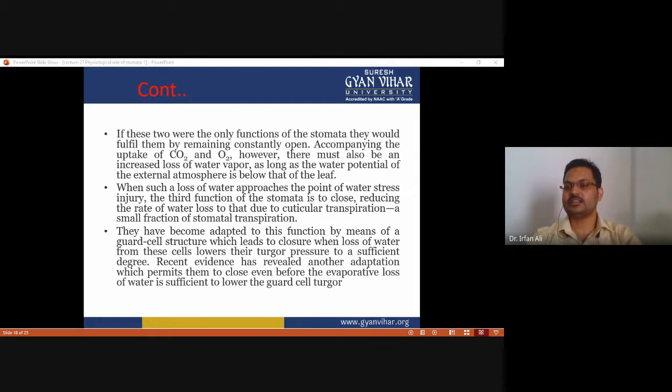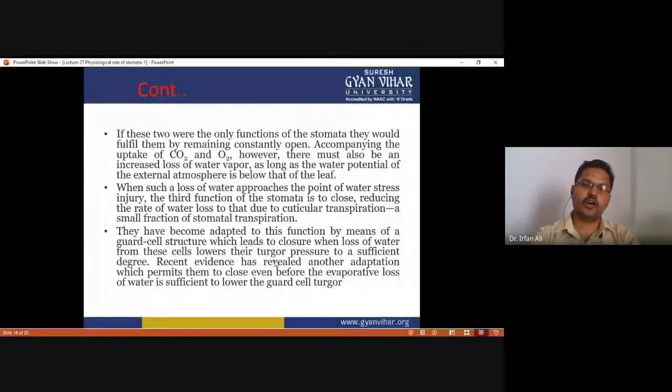That's why there are three major physiological functions of the stomata. The first is CO2 exchange, the second is oxygen exchange, and the third is transpiration. So these are the three physiological functions of stomata.